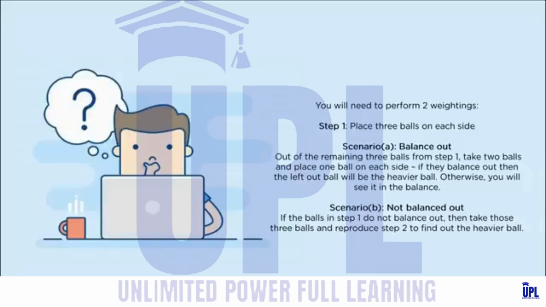Now we go to scenario B, where they did not balance out. So now we know which side has a heavier ball in it, and it's very similar to what we did before. If the balls in step 1 do not balance out, then take those 3 balls that had the heavier side on them and reproduce step 2 to find out the heavier ball.